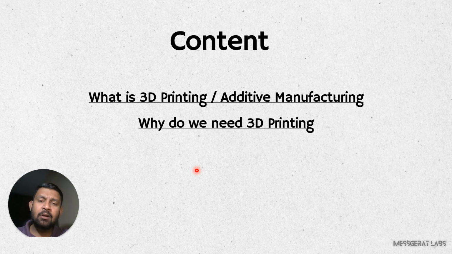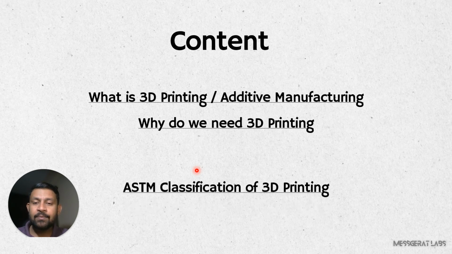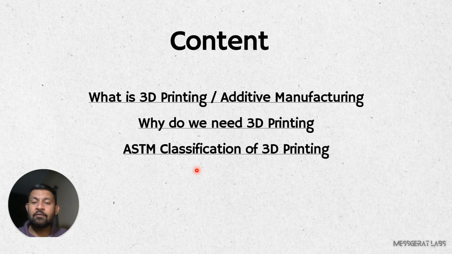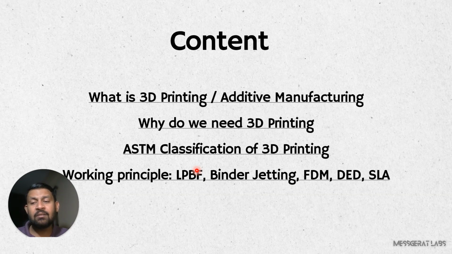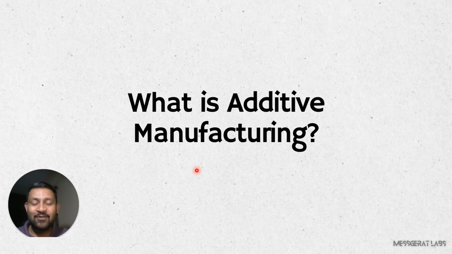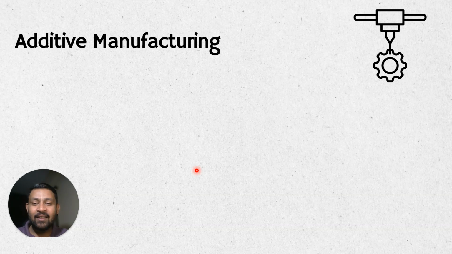Then we will be learning about why do we need 3D printing? What is the advantage of using 3D printing? And then we will talk about the various 3D printing technologies classified by ASTM based on the nature of their process. Then we will be learning about the major additive manufacturing or 3D printing techniques which are being used in the commercial market. How do they work? What is their working principle? And what are the kind of materials that they deal with? So let's get started with section 1 of module 2.